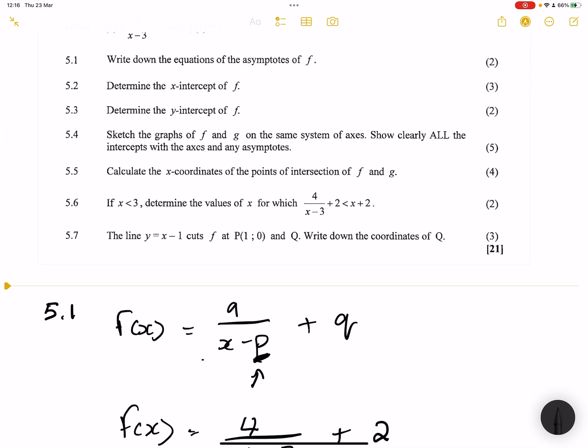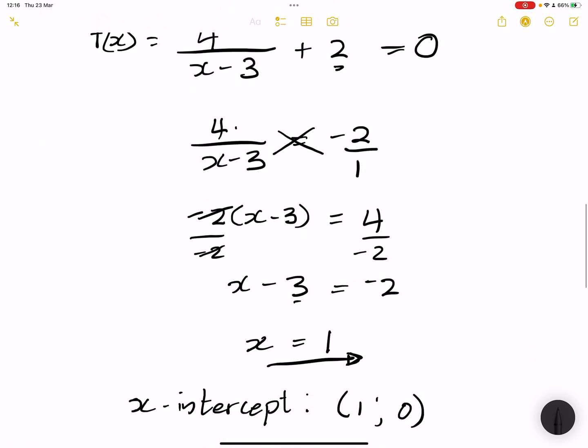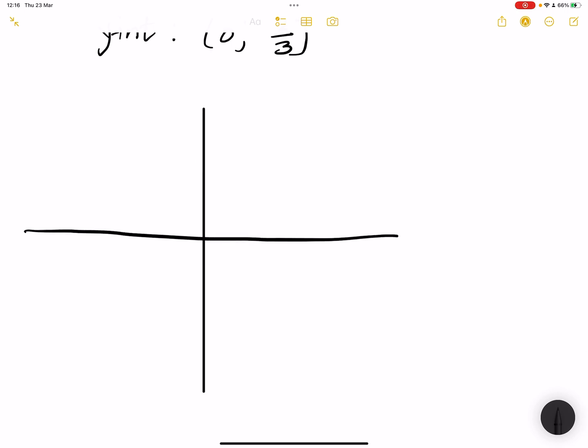for the next question, they say sketch the graphs of f and g on the same system of axes. Show clearly all the intercepts with the axes and any asymptotes. Now, let's start with, remember the graph of g is x plus 2, so we'll come back to that. I just want to draw the graph of f first. I'm not going to draw it to scale, ladies and gents. I just want us to get an idea of what we are doing there.